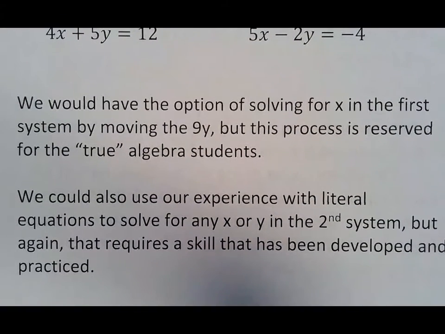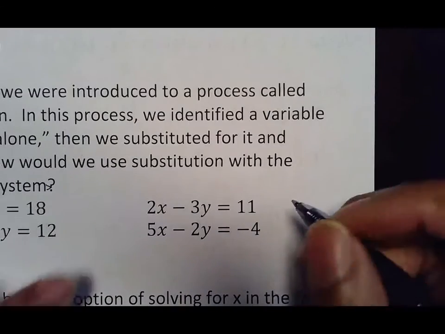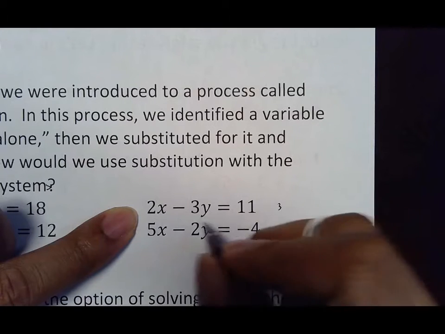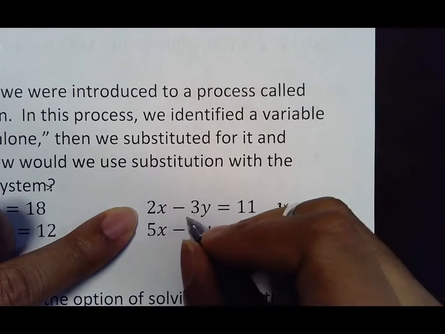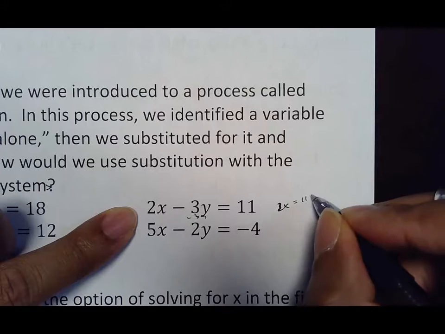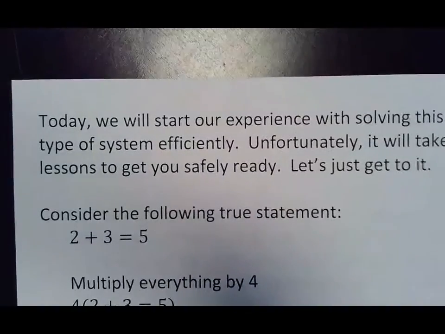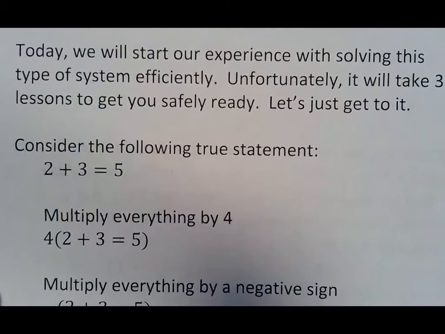We could use our experience with literal equations to solve for x or y in a second system. You could take this and say, I'm going to get x alone, so I'll do 2x equals 11 plus 3y, and then I'm going to divide everything by 2, and then I get a bunch of ugly fractions. And no, there's no need for that. Today what we're going to do is look at a better way to do it.